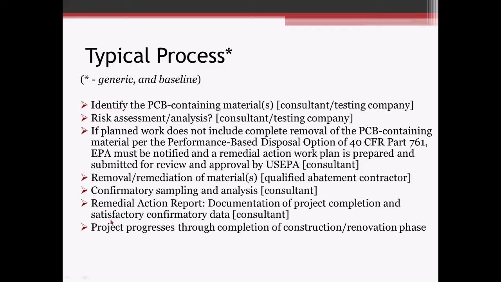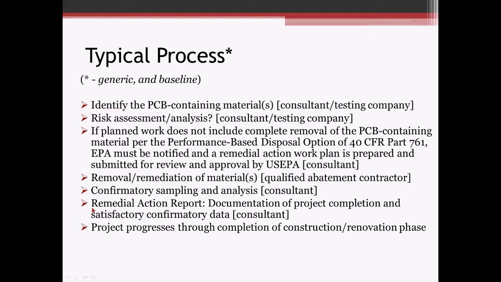And then you get your remedial action report, documentation of your project completion. Even if you're doing performance-based, you should have a remedial action report. It doesn't need to be submitted to the EPA, but you should have one on record. If you're doing those other two options, either risk-based or self-implementing cleanup, you're definitely going to need a remedial action report because that's going to have to be submitted to the EPA for their records.